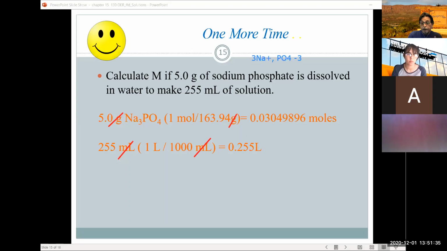Now, if you know that you can just move the decimal point over 3 places, then by all means, go for it. But if you're not comfortable and you still need a conversion factor, continue using the conversion factor until such time as you can move the decimal point to get to liters. And so now I do the math. If I take 5 grams of sodium phosphate and dissolve it in 255 milliliters of solution, the molarity of that solution will be 0.12 moles per liter.